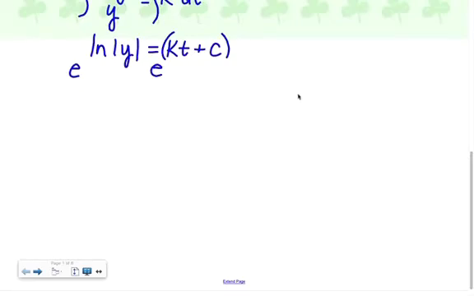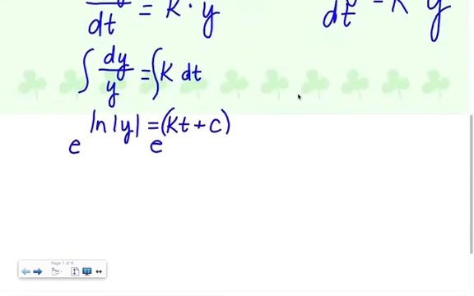Good. Now, the other part, the e to the kt plus c, what do I know it's always going to be? E to anything is always going to be what? Positive. So I can lose the absolute values because I know the right side is always going to be positive.